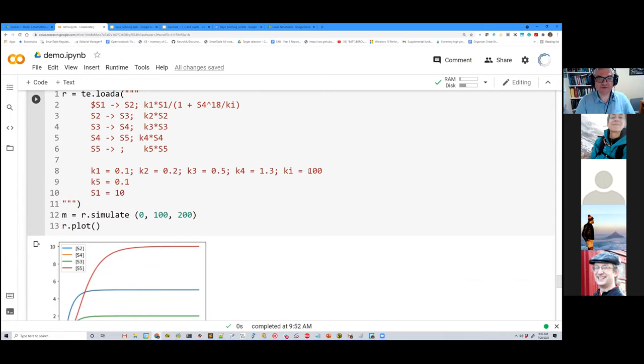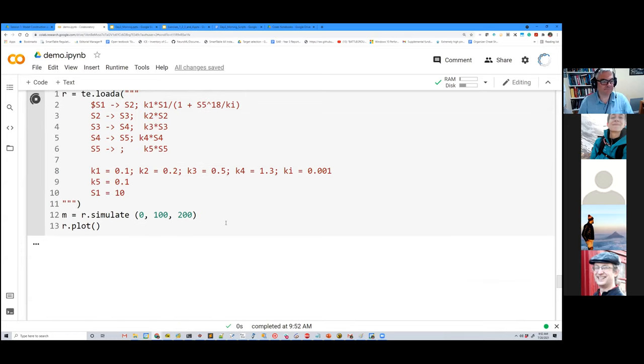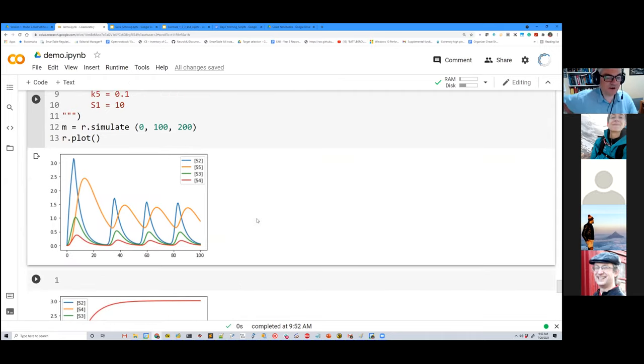What happens if I do that? So, no, it's got to be like that. Oh, I know what the problem is. I should have changed the feedback to S5. Now it'll ring like a bell. There you go, so I got an oscillator. It's pretty easy to make an oscillator with negative feedback. And the question was, does it have a steady state? It looks like it doesn't. But actually, what's interesting about oscillators is that they are orbiting what's called an unstable steady state.